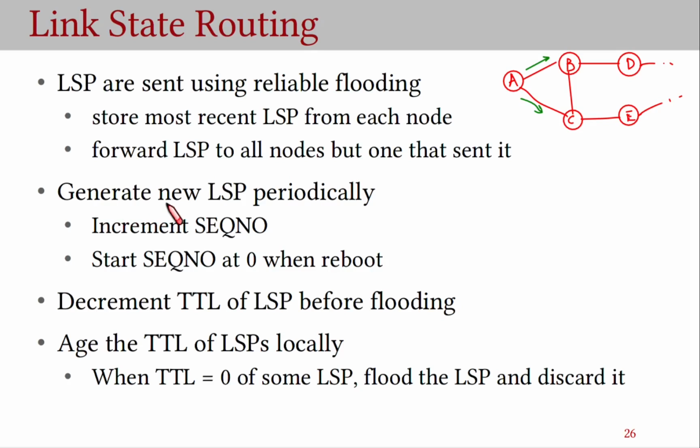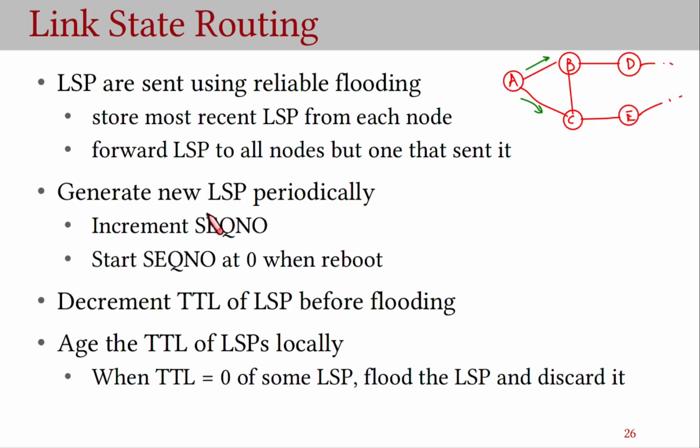Similar to what was done in distance vector routing, in the case of link state routing, these LSPs are also generated and sent periodically. However, the interval between generation of two LSPs is much larger in the case of link state routing. It could be several tens of minutes, could be even hours.